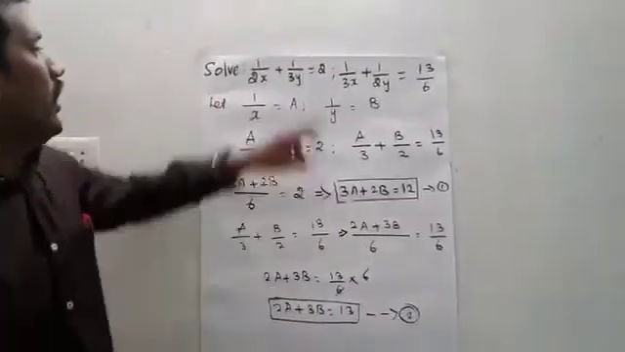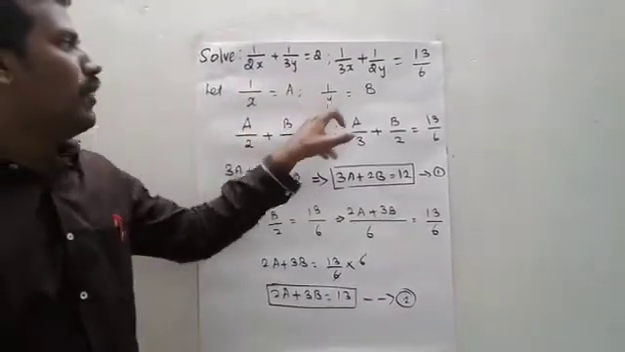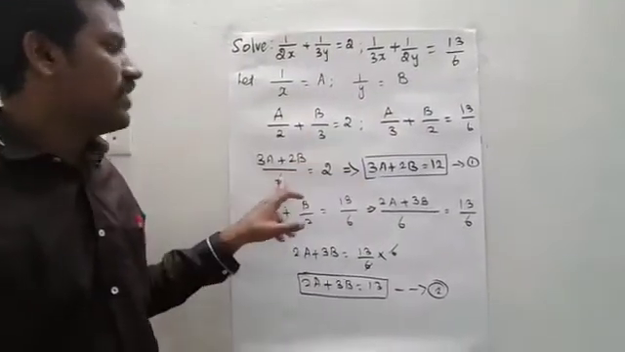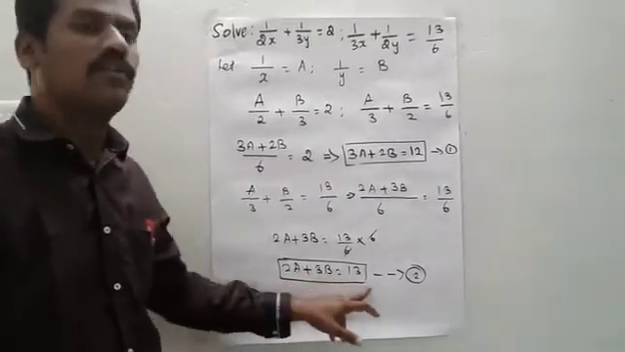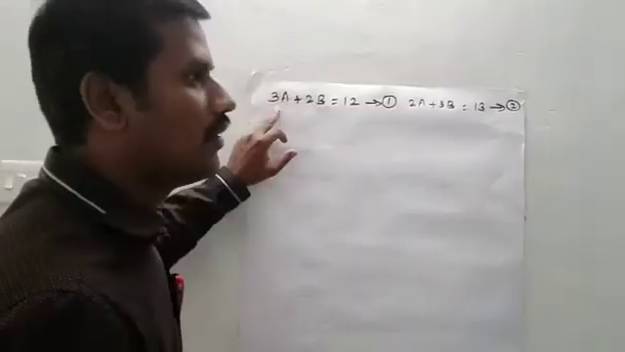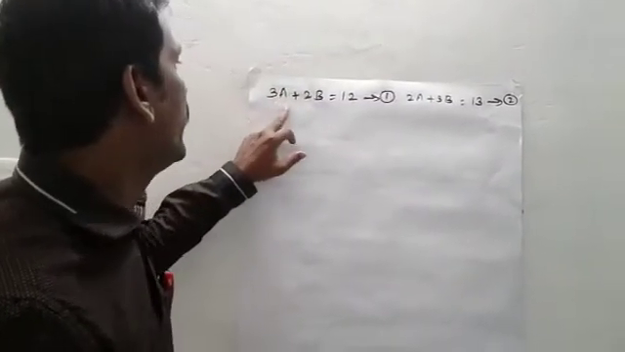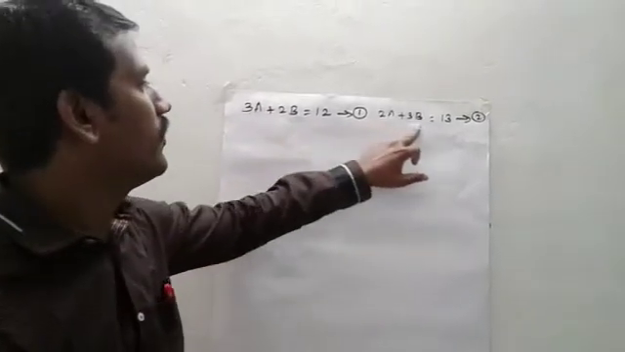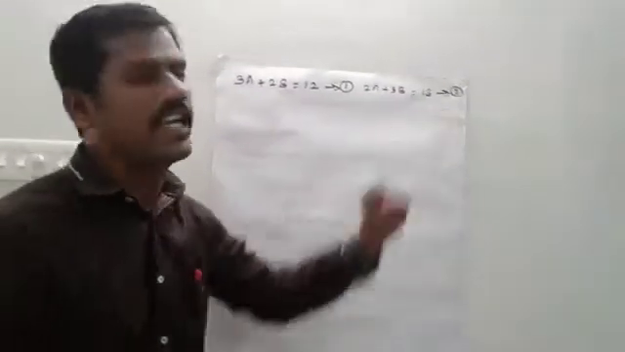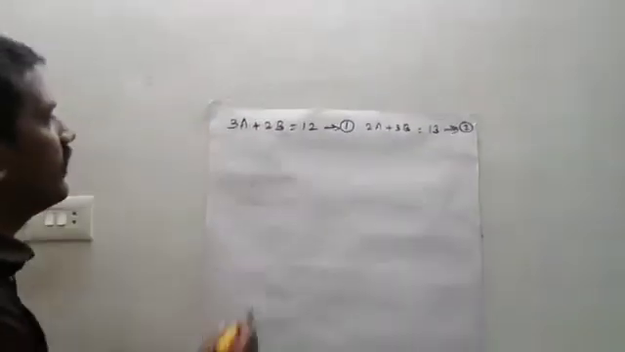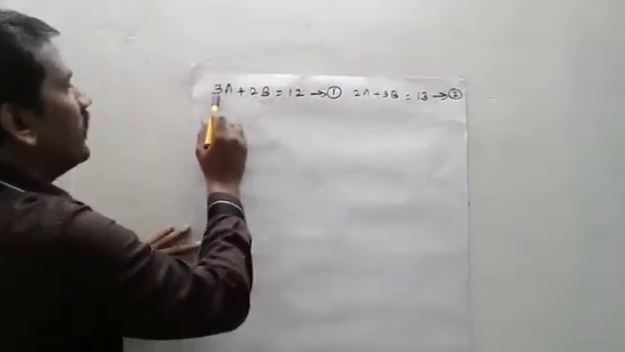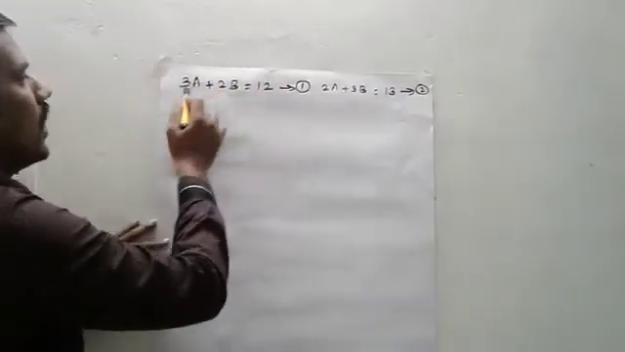So this is the given sum. I take 1 by x equal to A, 1 by y equal to B. With the help of this, I made the first equation 3A plus 2B equal to 12, and the second equation 2A plus 3B is equal to 13. This is the first equation, this is the second equation. Now I am going to use the elimination method. With the help of elimination, this is 3A, this is 2A. 3 comes to the 2 table and 2 comes to the 3 table.